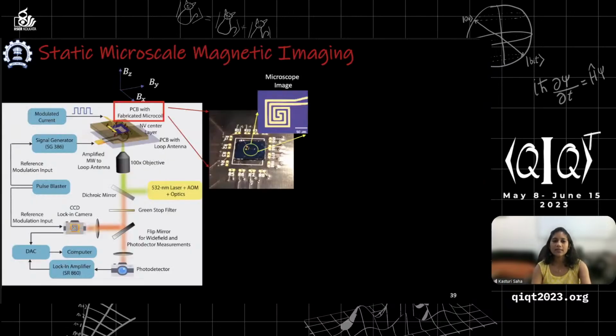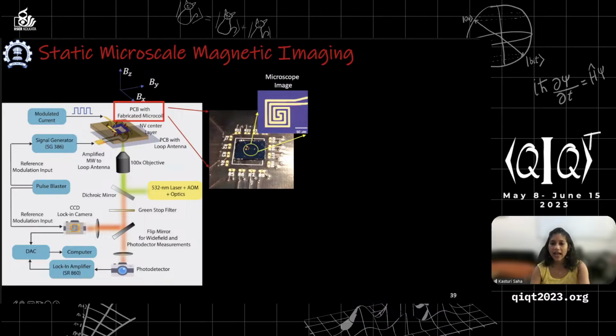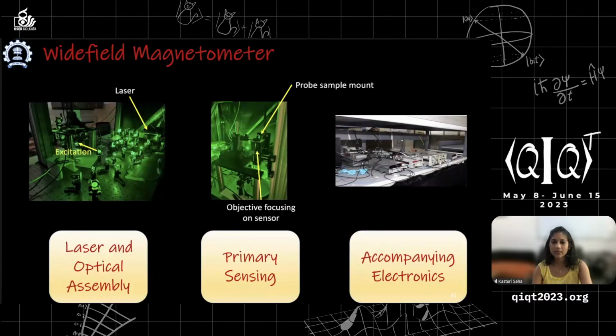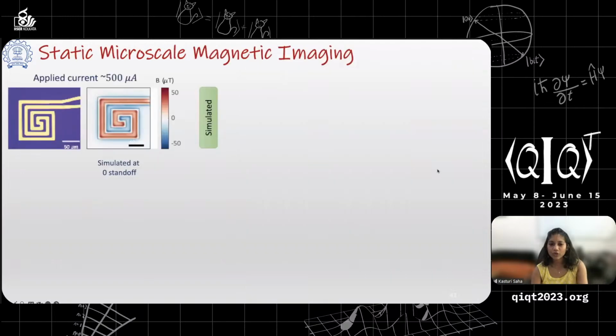And then we built a setup for understanding static magnetic field imaging. So as you can see here, we have a coil that we were imaging, and we were flowing the current through the coil, and then we placed it next to the diamond sample. And I'll just show you what the setup actually looks like, which is a very large setup here, and you have all sorts of electronics. And finally, when we wanted to perform the mimicked experiment here, we were flowing the currents in these coils, and I'll show you what the data really looks like.